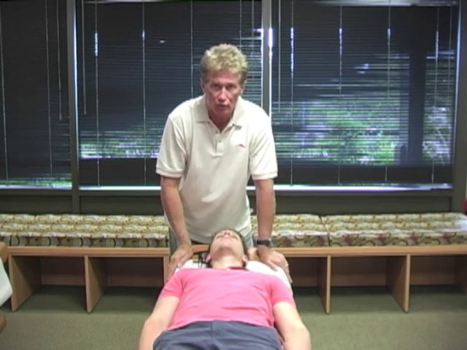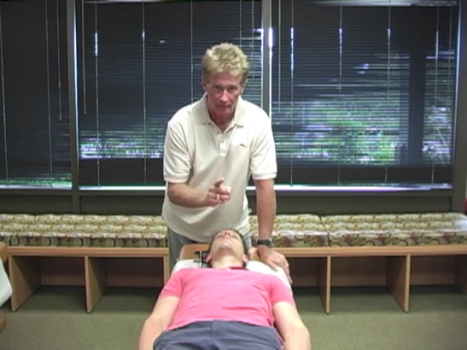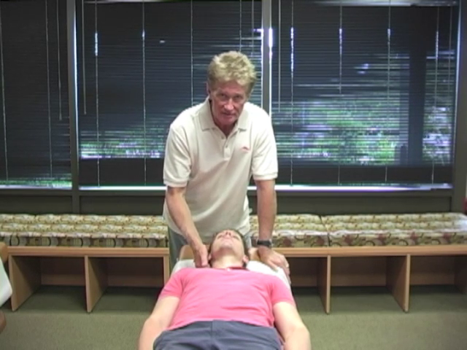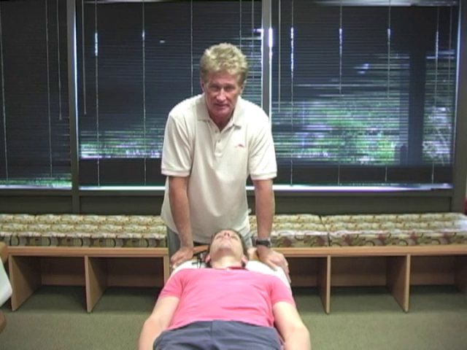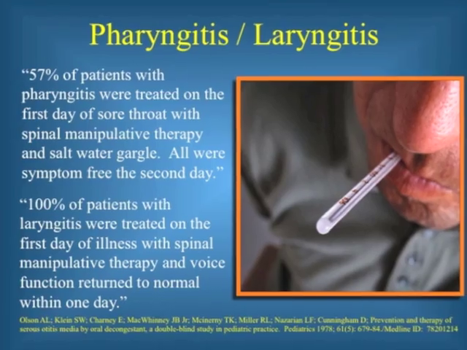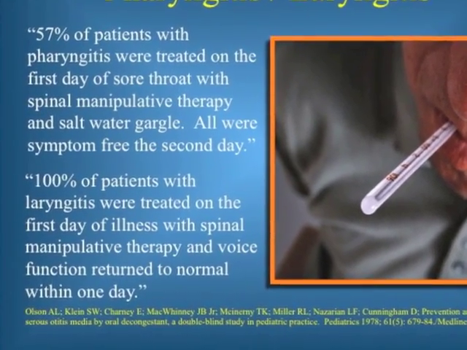Now studies have shown that a chiropractic adjustment, when we adjust this area, the hyoid or the larynx, and we adjust the neck at C5 and 6, in those areas that supply the nerves in there, C3 through 6, that laryngitis will go away, 100% will go away in 24 hours.